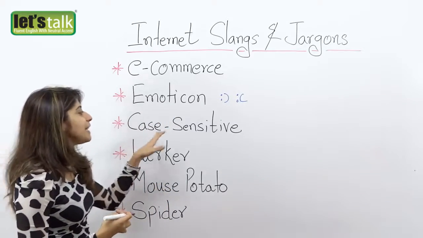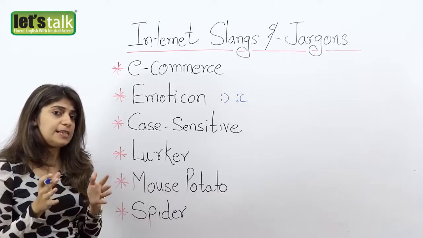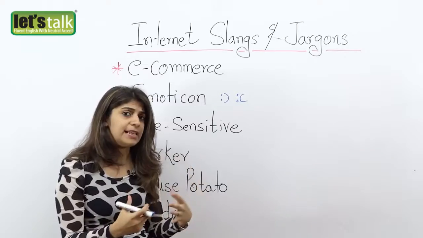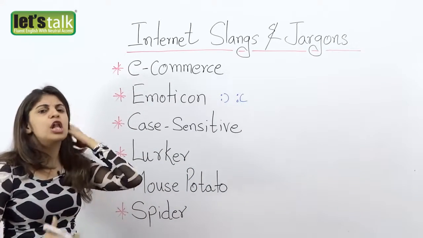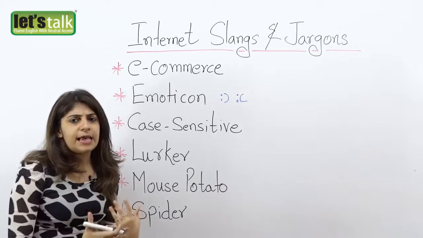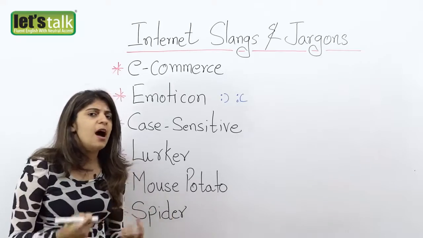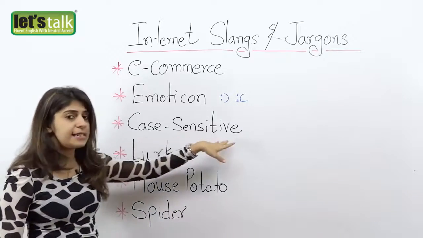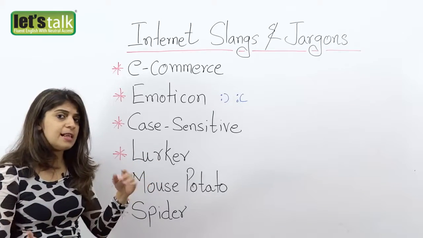Then we also have case sensitive. Now, something which is case sensitive is usually something that discriminates between uppercase and lowercase. So computer related data like commands or usernames or passwords are at times case sensitive. This means it discriminates between uppercase and lowercase.